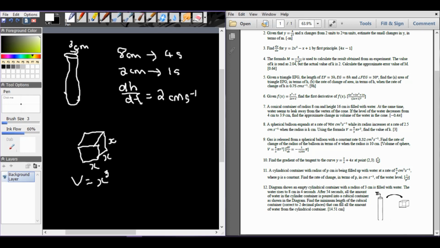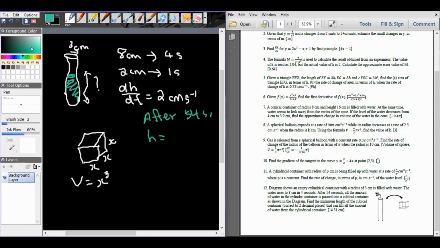After 54 seconds, what is the height of the water level? So we are given dH/dt equals 2 cm per second. So after 54 seconds, the height of the water level will be 2 times 54. Okay, because the height of the water rises 2 cm per second. So after 54 seconds, you just do 54 times 2. Then you will have 108 cm.